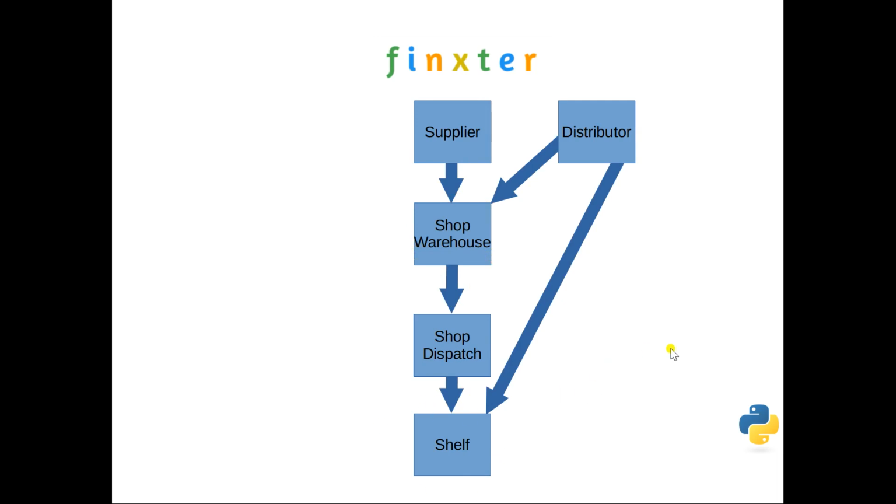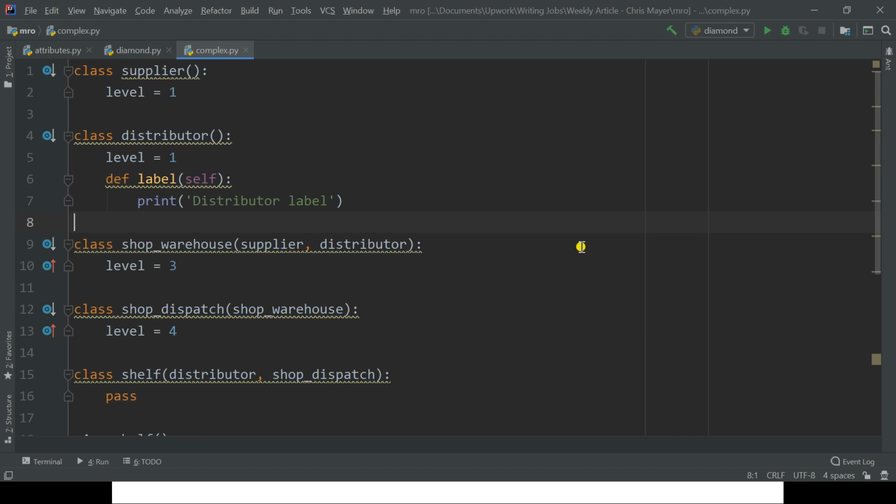But also we have a distributor who not only sends to the shop warehouse, they can also directly load the shelves on our behalf. So that's a true representation of what it looks like in the shop. Is it going to work? Let's have a look. And here's the code that represents that block diagram.